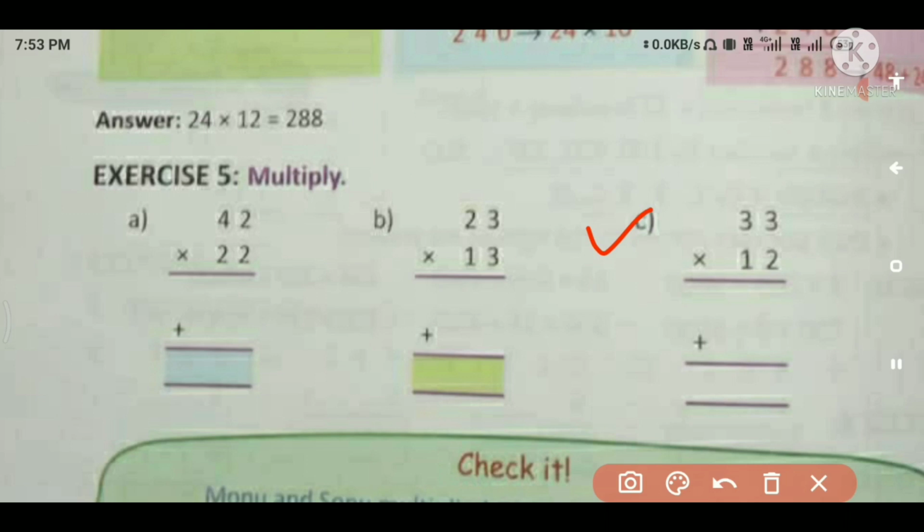Okay. So I hope you have understood this one. So this C part, this one you will do in your copy along with A and B. Okay, this entire question you have to do in your copy. Okay, classwork copy. Okay, is it clear?